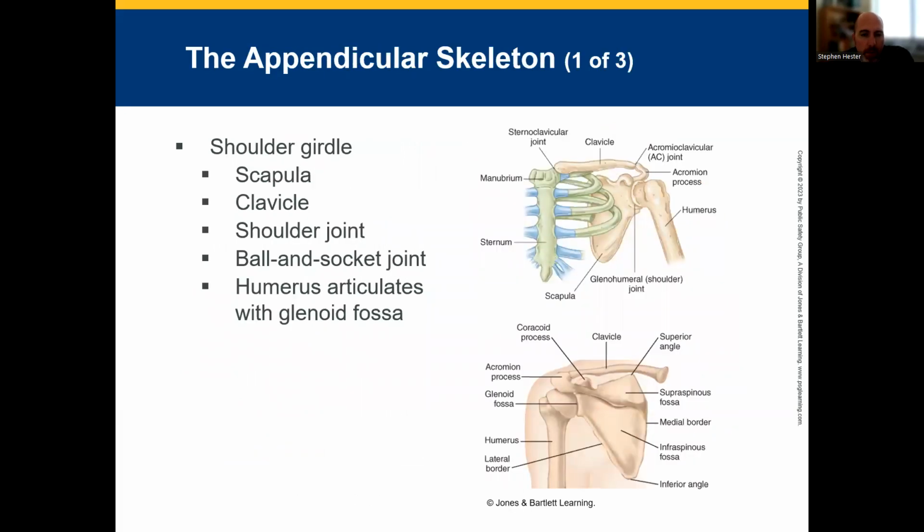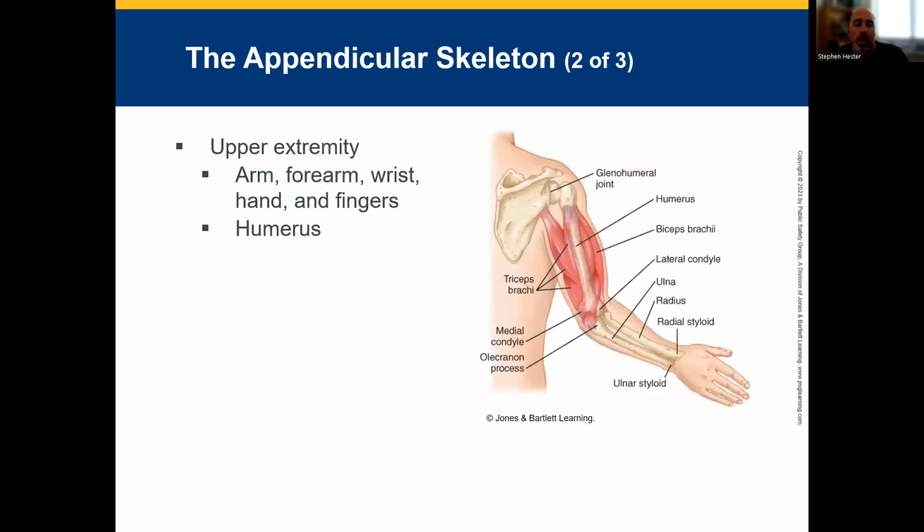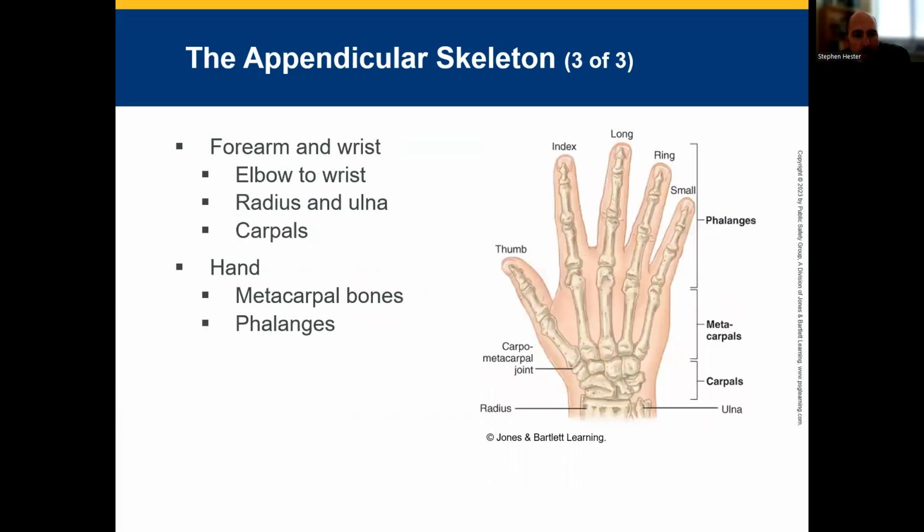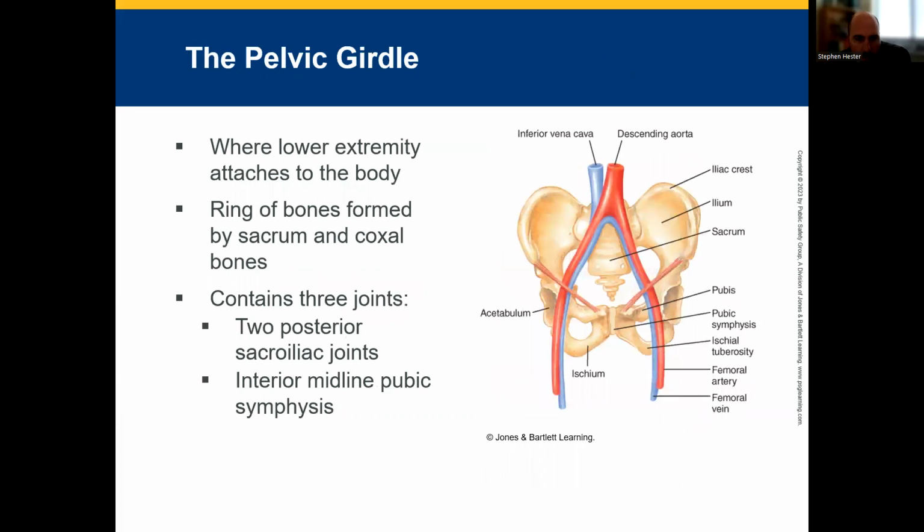And then the appendicular skeleton with your scapula, your clavicle, your shoulder joint, ball and socket joint of the shoulder, the humerus articulates with the glenoid fossa. All right, your appendicular skeleton continues with your upper extremity, your arm, forearm, wrist, hand, fingers, and humerus. And then your hand, okay? And each one of these carpals, metacarpals, and phalanges all have names.